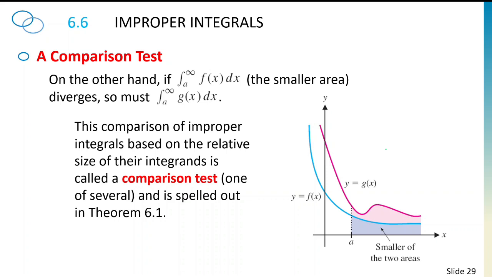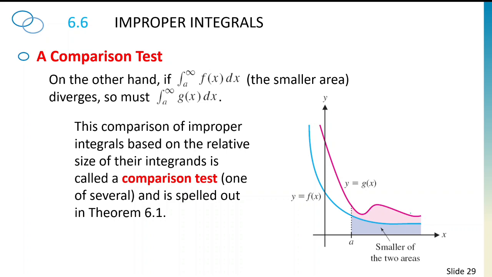The idea of the comparison test: let's say that you have 2 functions, 2 curves, f of x and the curve of g of x. The one in pink is g of x, and blue is f of x. Now, when we think about an improper integral, it should be from a to infinity. We're thinking in this case about the comparison if it's from a to infinity.